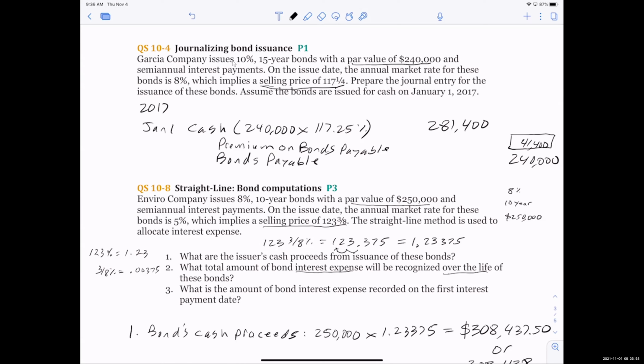And you go, not so fast. You know, you can only get 8% in the open market. We're offering more at 10%. So if you want our bond, you're going to have to pay us a premium more. Now, in our problems, they're always going to give you how much more. They're going to give you the selling price. And in this case, it's 117.25, right, which is a quarter, 117.25% of this 240,000.